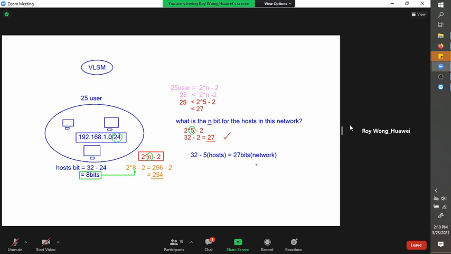So next time kalau kita nak muatkan network 25 orang, jangan guna 24 lagi. We using this one: 192.168.1.0/27. This is the answer. 27. Okay, so this is how we actually doing the VLSM.